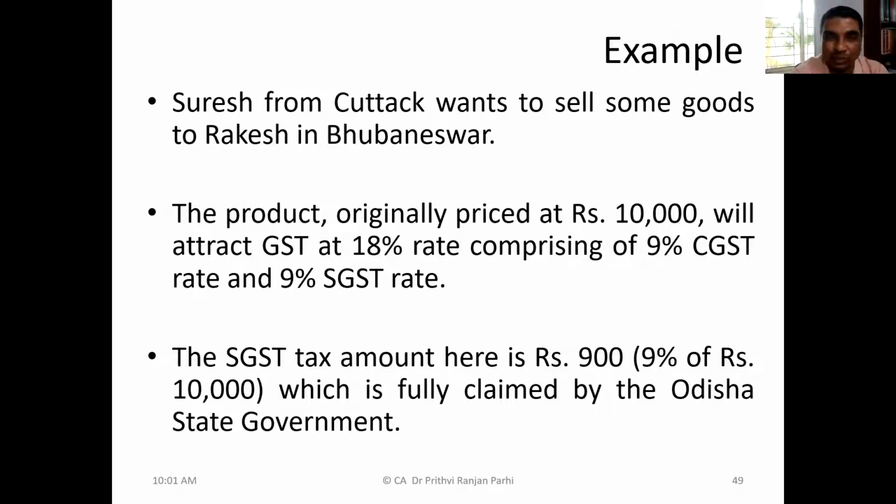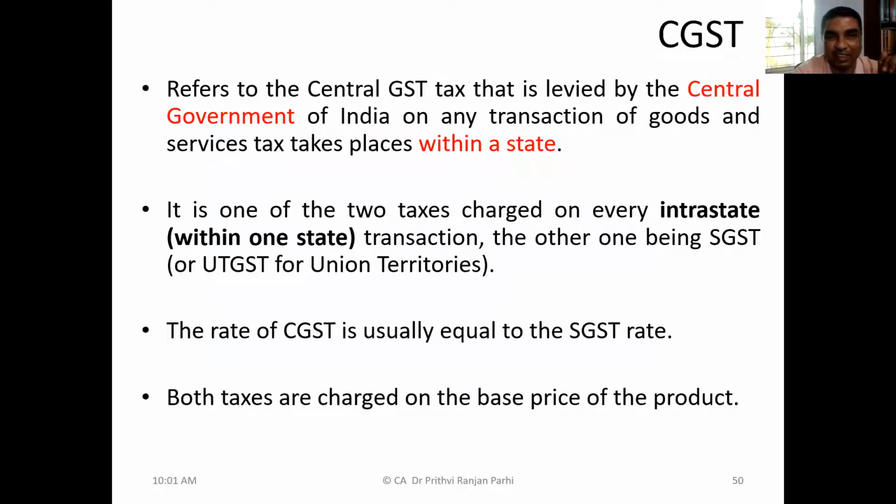CGST and SGST. SGST here means OGST, that is Odisha GST. So 9% CGST and 9% SGST will be levied. CGST is levied on the intrastate transaction. SGST is levied on the intrastate transaction. And IGST is levied on the interstate transactions.